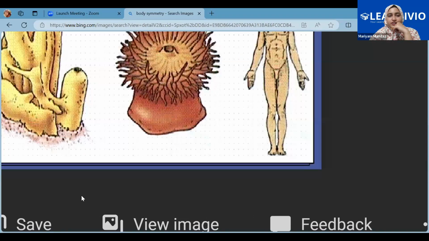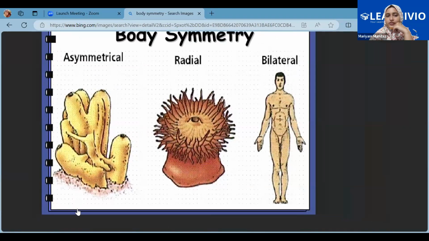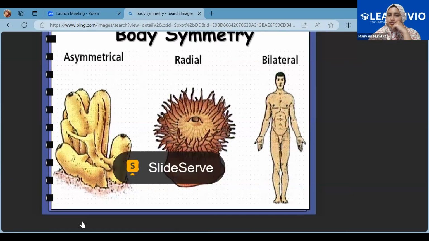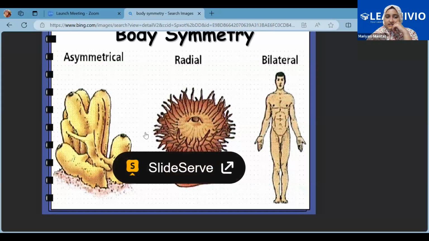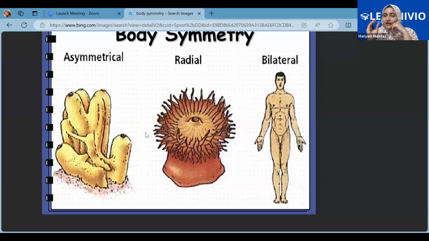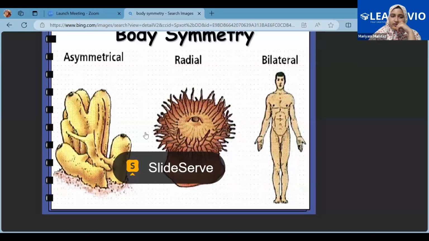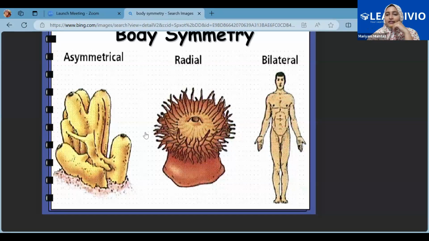See, the first picture is the picture of a sponge. Sponges usually look like this. Now, you actually cannot divide it into any parts, isn't it? If you cut it from this side, you'll have one unequal part. If you cut it from the middle, then you'll have several unequal parts. So this is asymmetrical. You can't divide it into any plane. You can't divide it into identical halves.